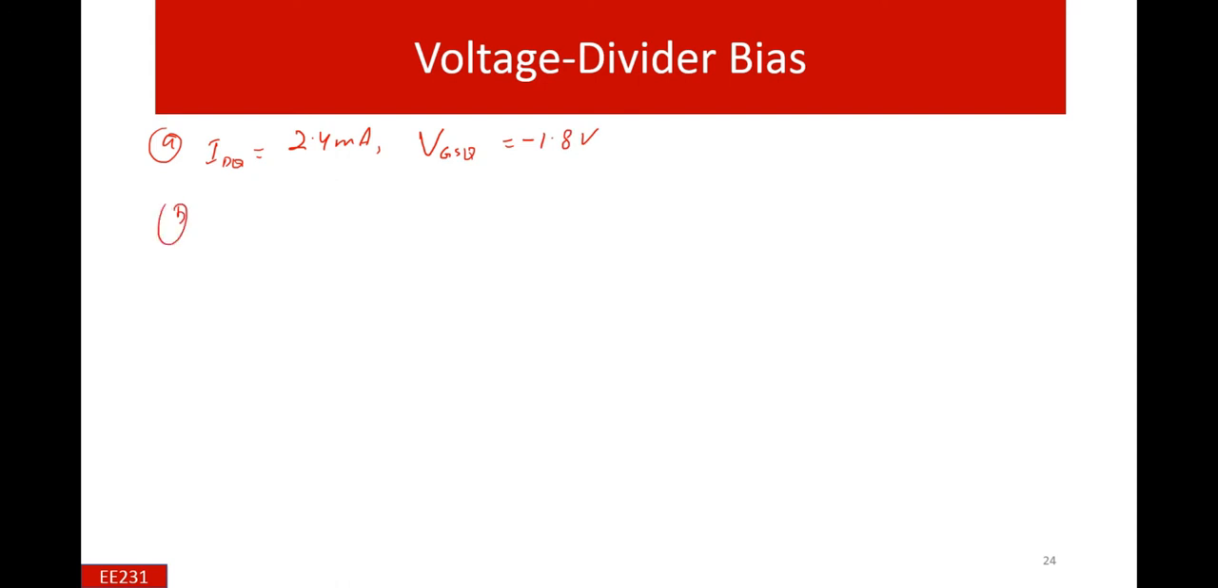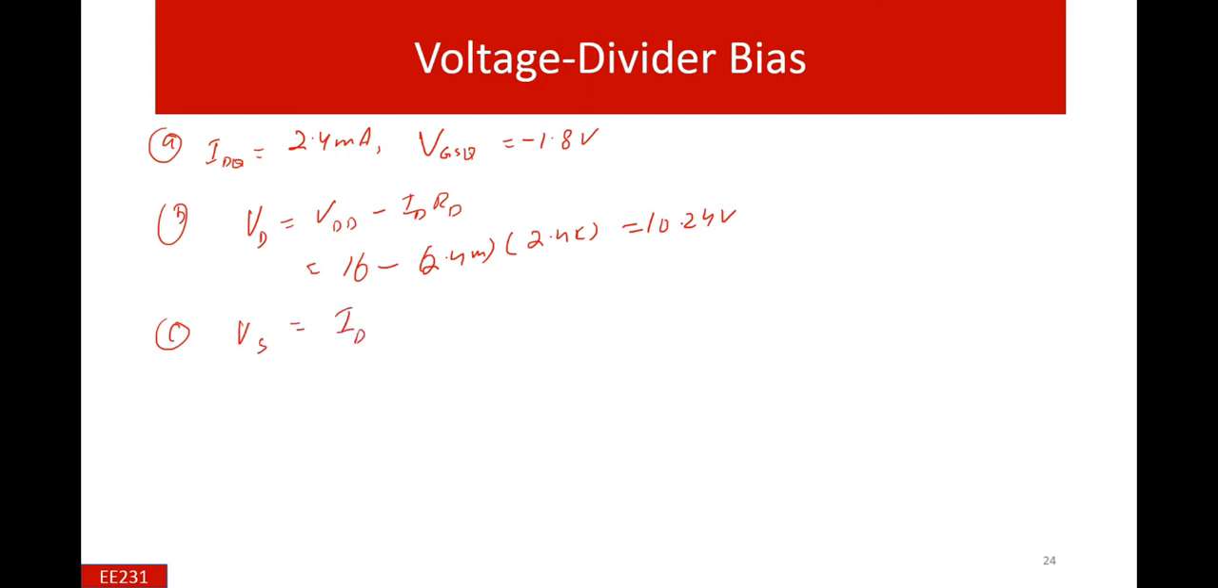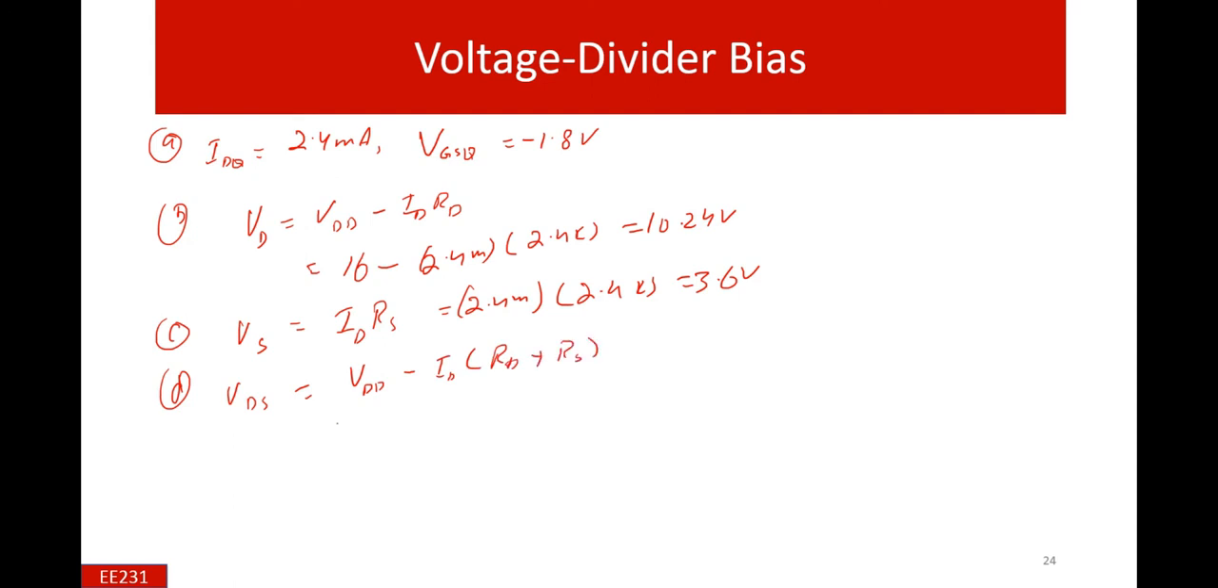In part B we derive these relations, and we can derive them again to solve the problem. So VD is 16 minus 2.4 milli times 2.4 kilo, which is equal to 10.24 volt. And similarly for part C, VS is equal to this current times the source resistance, 2.4 milli times 1.5 kilo, and it is equal to 3.6 volt. And for part D, VDS is equal to VDD minus ID times the sum of the resistances connected with the drain and the source. After substituting we find that it is 6.64 volt.